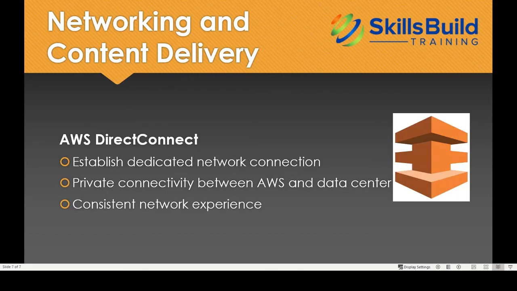Last but not least, AWS Direct Connect makes it easy to establish a dedicated network connection from your premises to AWS. Using AWS Direct Connect, you can establish private connectivity between AWS and your data center, office, or co-location environment, which in many cases can reduce your network costs, increase bandwidth throughput, and provide a lot more consistent network experience than internet-based connections.